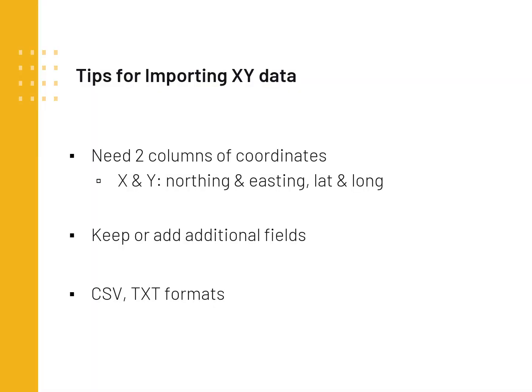So, some tips for importing XY data. You do need a minimum of 2 columns for your coordinates. They can be X and Y, northing and easting, or latitude and longitude. The names themselves are not really important, but those would be the common ones. You can keep or add additional fields. And typically when you save the file format, you're going to save it as a .csv, or comma separated value, or a .txt, which if you're using Excel is a tab delimited format.